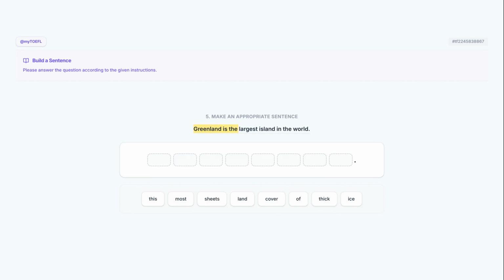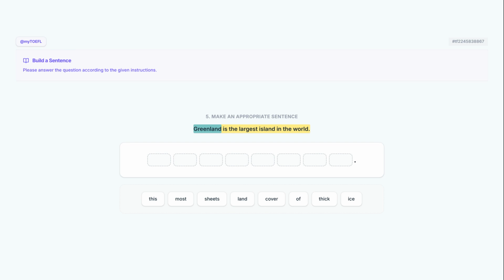Greenland is the largest island in the world. This sentence identifies Greenland as a massive island. Logically, the next sentence will describe the physical landscape or the environmental conditions found there. Now let's arrange our scrambled words to form the correct sentence.